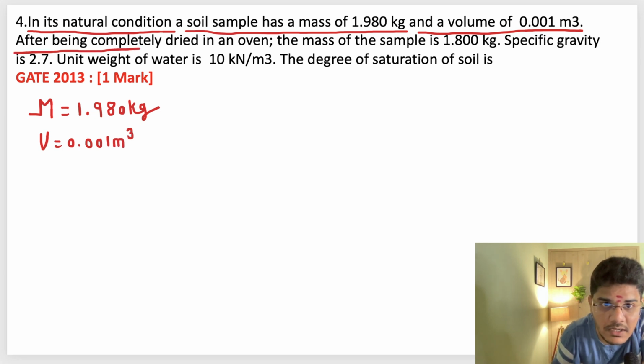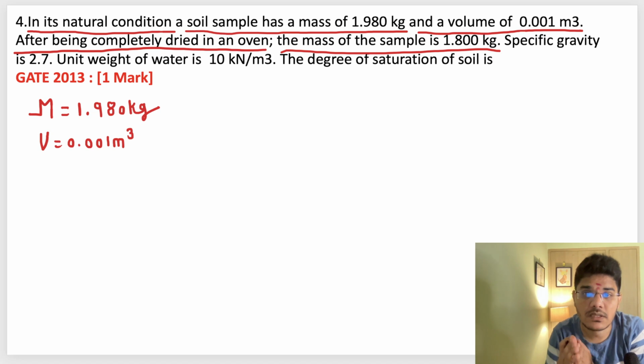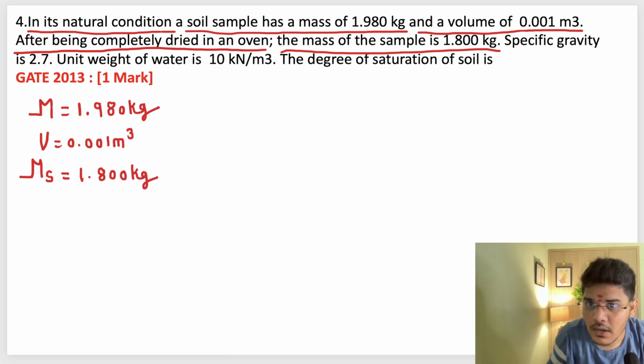After being completely dried in an oven, the mass of the sample is 1.800 kg. So drying in an oven means the water which is present in the soil will be evaporated. So that means from there we will be getting the mass of dry soil. So mass of dry soil is equal to, that means mass of solids, 1.800 kg. And also he has given the specific gravity is 2.7. So G_s also he has given 2.7.